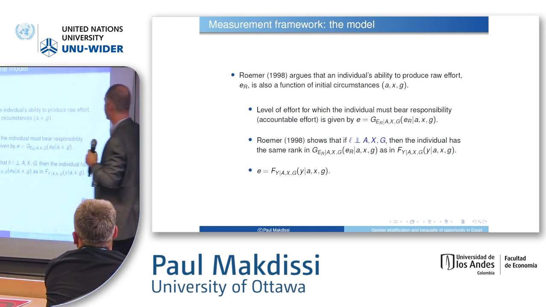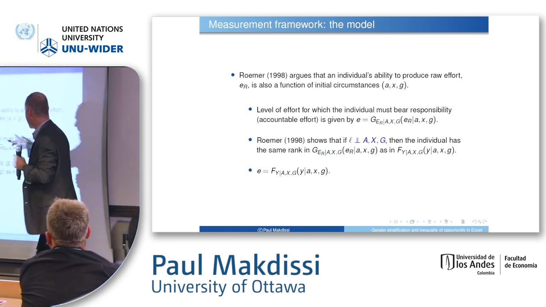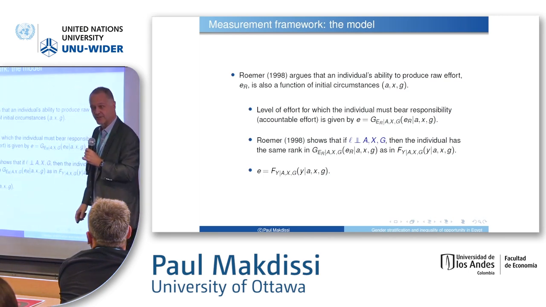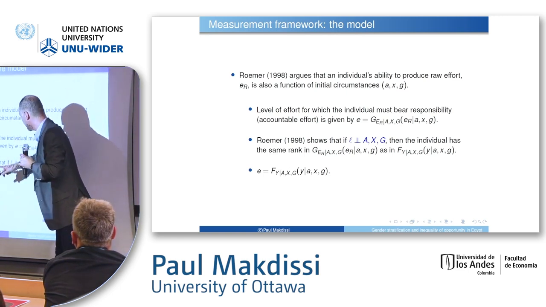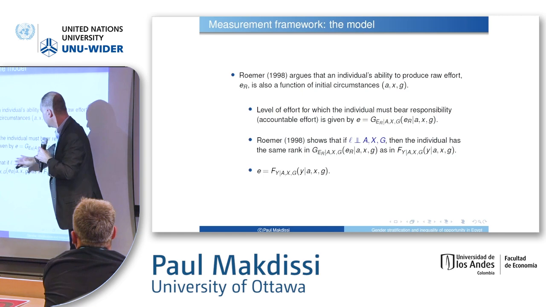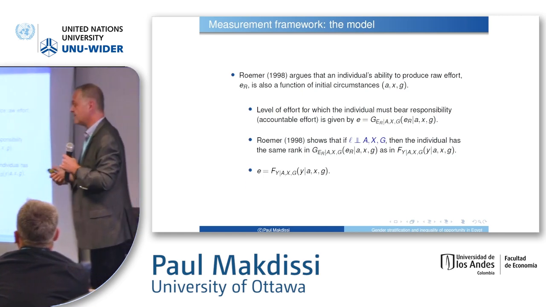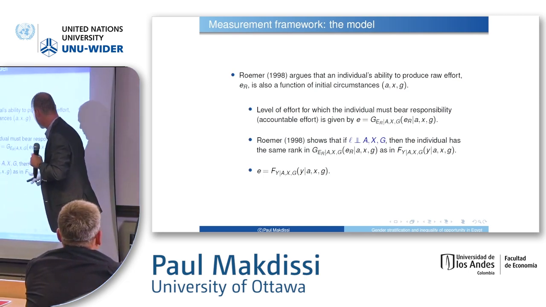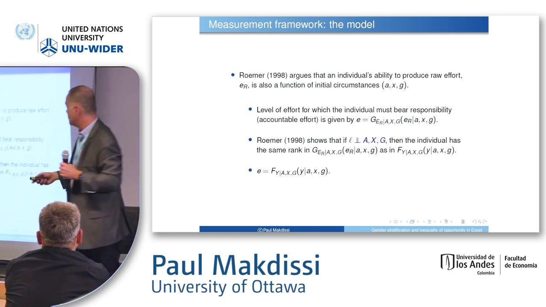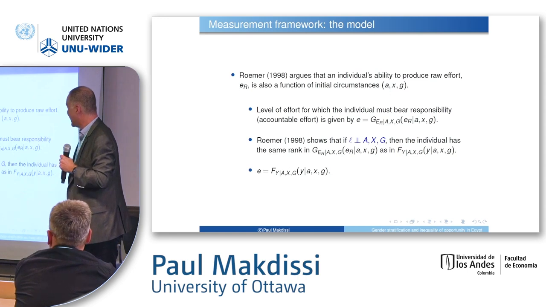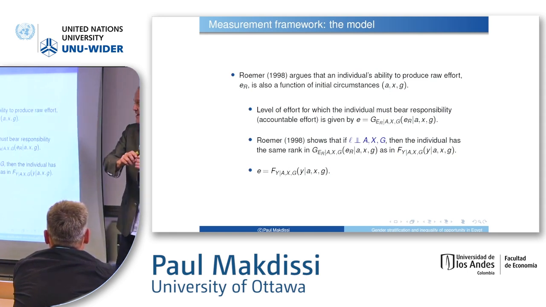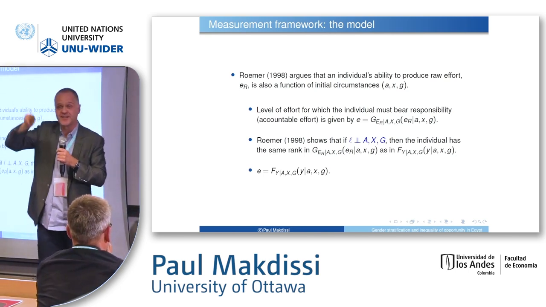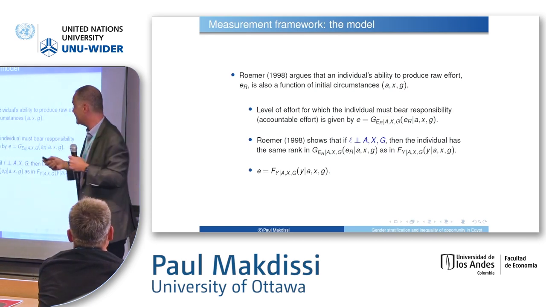that part of this effort reflects inequalities of opportunity, and the accountable effort will be the position in the cumulative distribution of raw effort conditional on initial circumstances. And he shows that if residual luck is statistically independent of initial circumstances, then the position in this cumulative distribution of raw effort and the conditional cumulative distribution of income are exactly the same. You can define raw effort as the position in the conditional cumulative distribution. And this is fun because when we talk about the quantile function, the P or the Q that you find in the quantile function is now interpreted as raw effort once it's estimated.